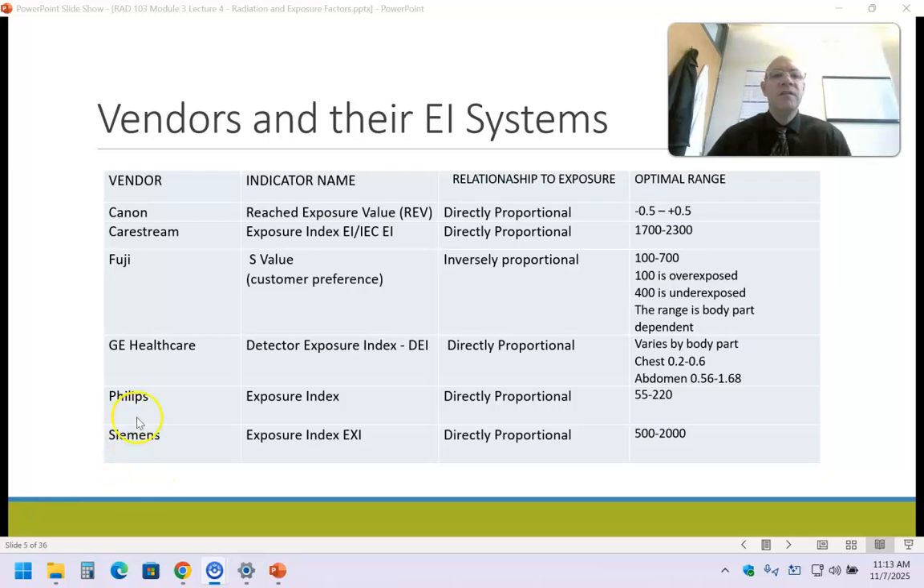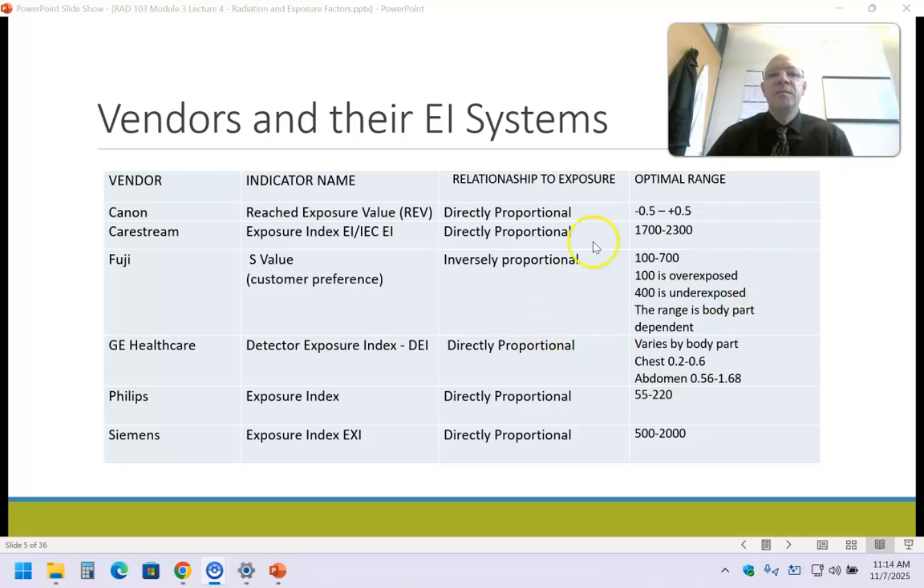The other thing to note is that the only value that's inversely proportional is the Fuji S value. So again, if I have an S value of 700, that means I underexposed the plate, not overexposed. And if I have a value of 100, that means I've overexposed the plate, not underexposed the plate. To me, that's very confusing, but if you're used to it, you get used to it.